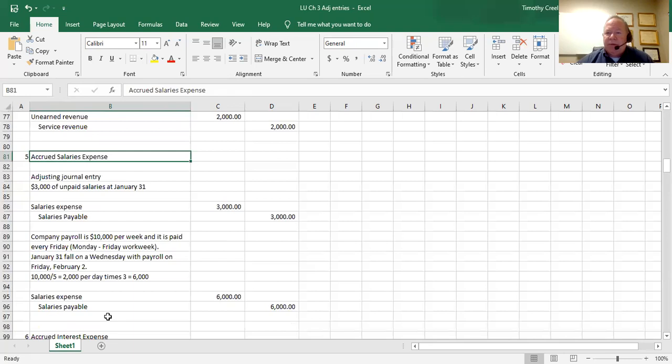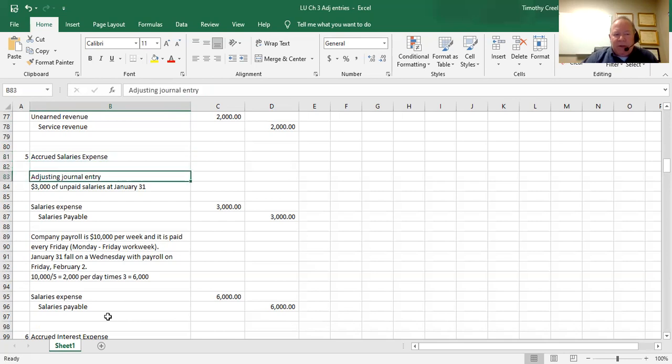Accrued salaries expense. What this relates to is one of the things that you're looking at with adjusting entries, and it goes along with the accrual method of accounting: you're looking at matching expenses and related revenues. So if you have employees that work during the period of time that you're recognizing revenue, you want to get that expense of salaries on the books to match up with the revenue that you're recognizing. So you want to match expenses and revenues.